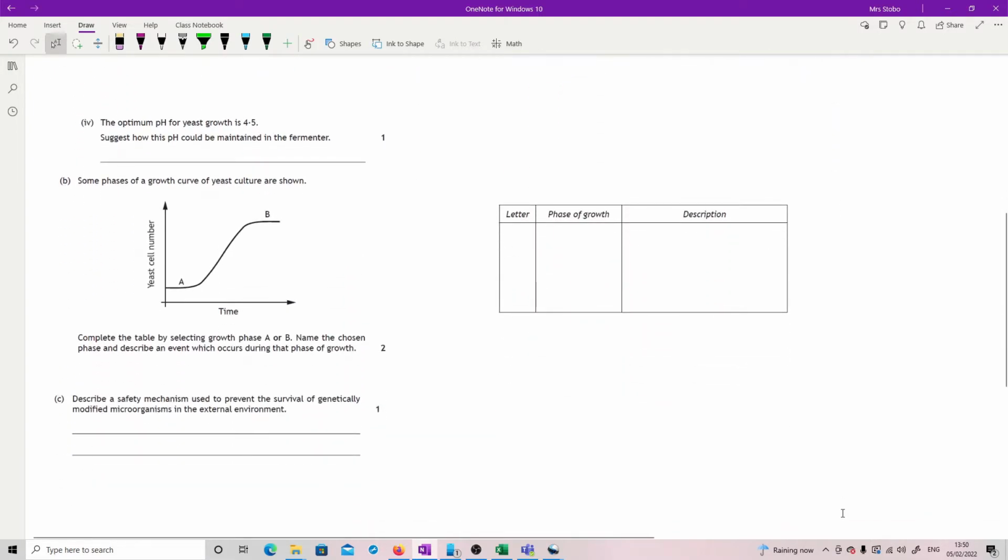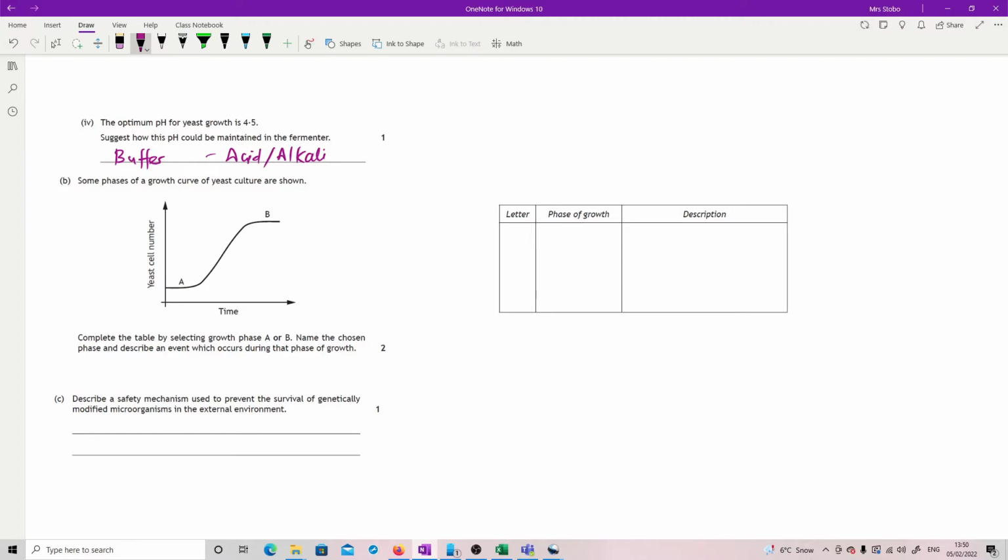Okay, optimum pH for yeast growth is 4.5. Suggest how this could be maintained. Okay, buffer is probably your best answer because that would just keep it at that area. But otherwise what you can do is you can just use probes and then just add acids or alkalis as required, obviously being very careful that it's something that doesn't do any damage to the yeast itself.